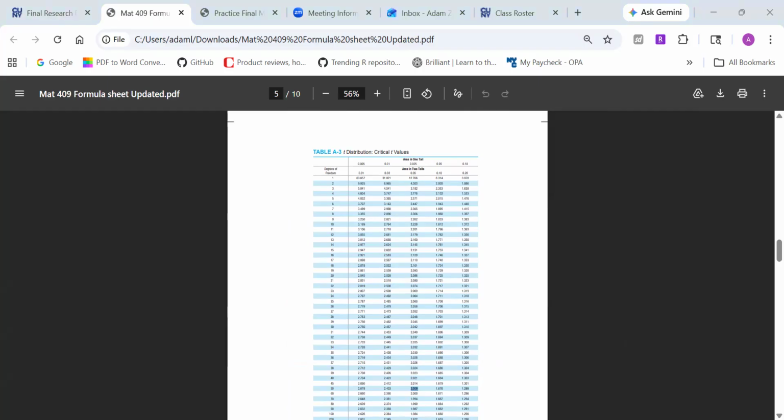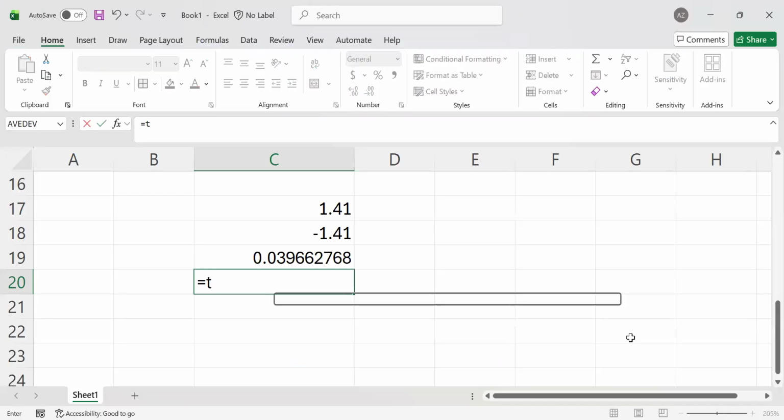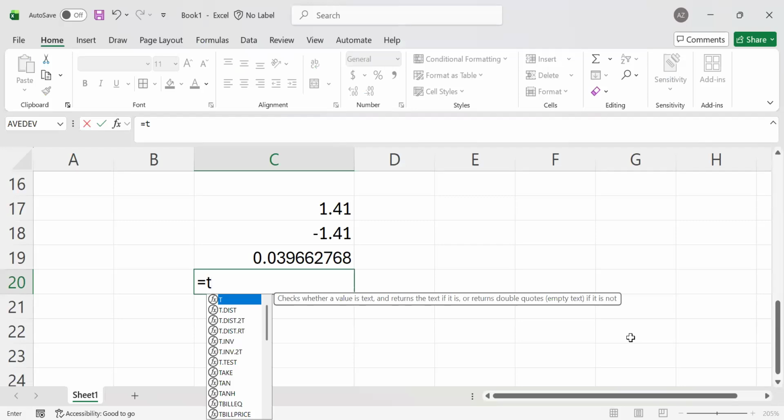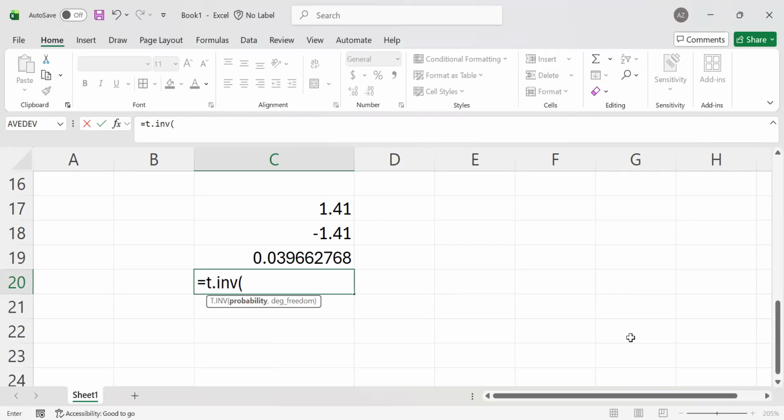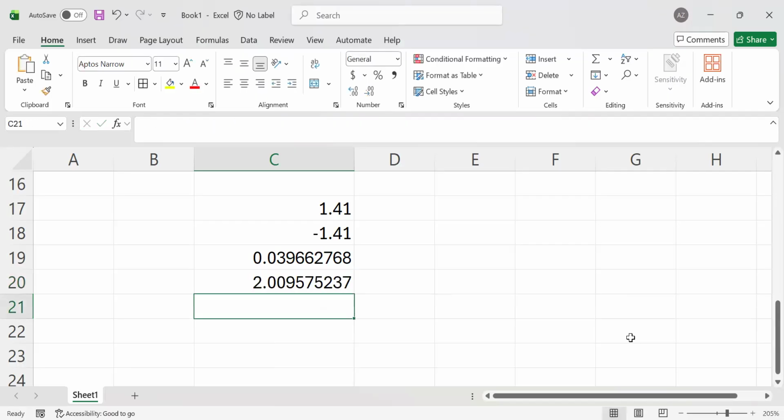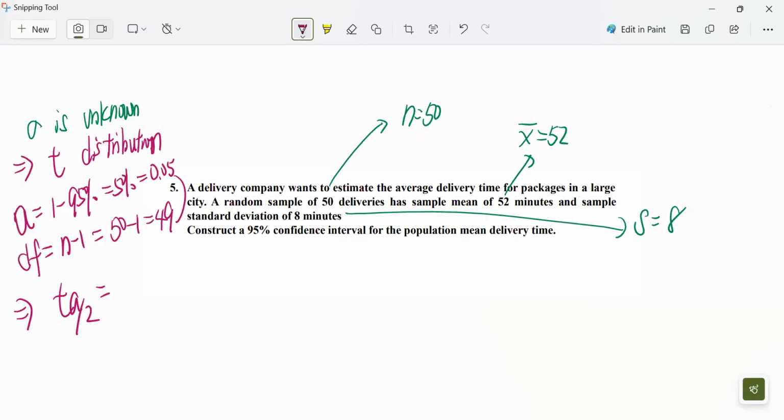If you want exact, you can get it in Excel. So we do T.INV, inverse probability, that's area to the left. We split alpha in two tails, so you get 1 minus 0.05 by 2, degree of freedom 49. And you get this, which is almost the same, 2.009. So that's what we're going to use, 2.009.